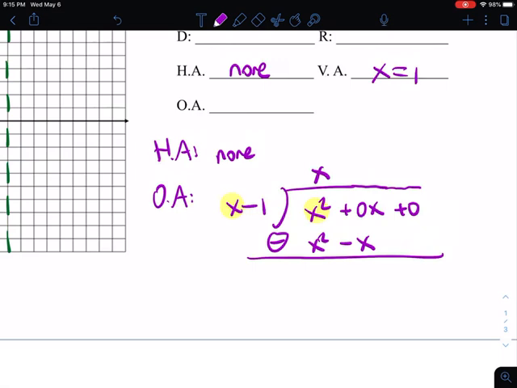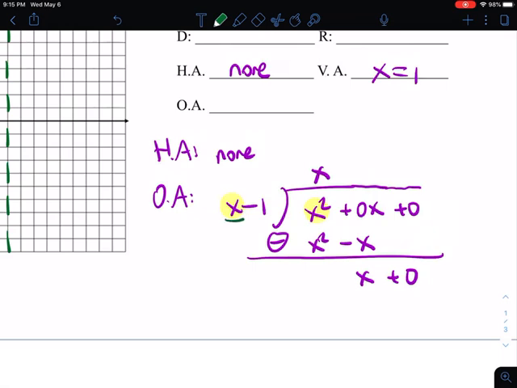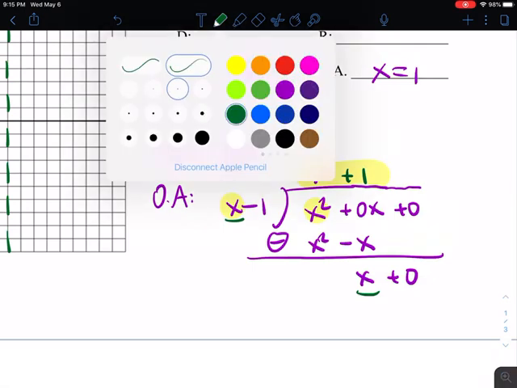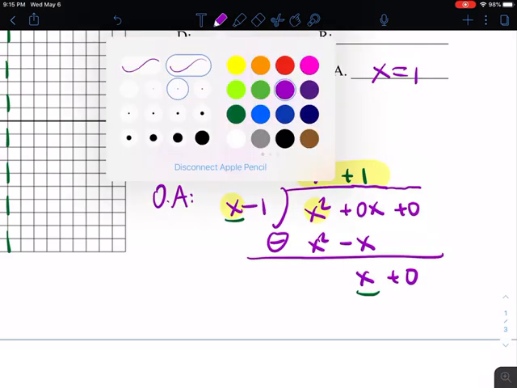Now you can subtract, x squares cancel out. This is 0x minus negative x, or positive x. And then again, we need to divide one more time. So what times x will give me x? Well, that's going to be plus 1. And we can just stop here because all we need is these two terms. So then let's go ahead and write in our slant asymptote or oblique asymptote, y equals x plus 1.